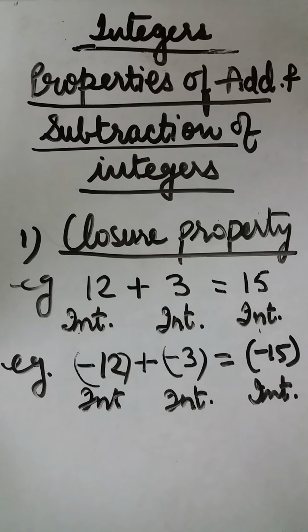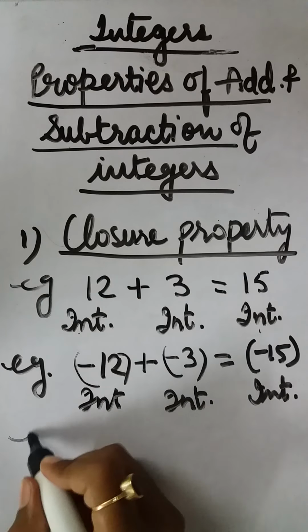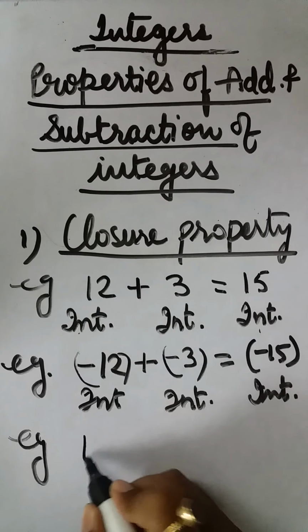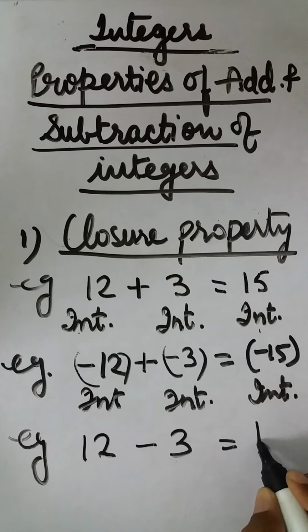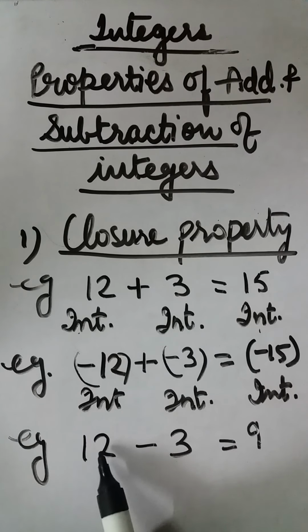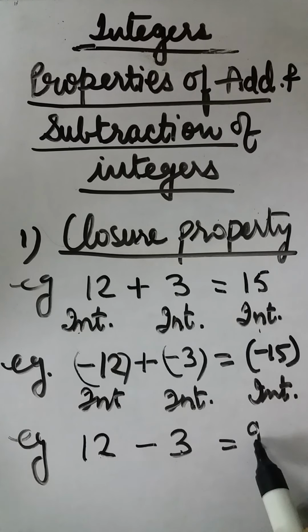Now what about subtraction? Are integers closed under subtraction also? Yes. Taking one example, 12 minus 3, the answer is 9. 12 is an integer, 3 is an integer, 9 is an integer.